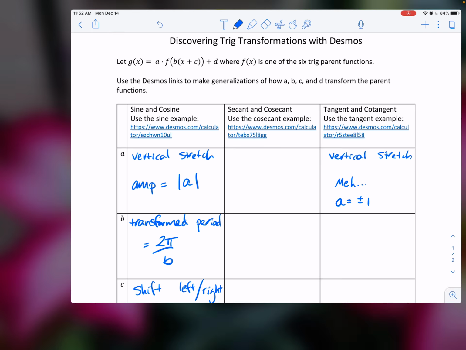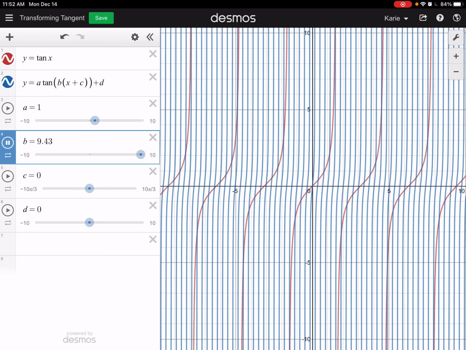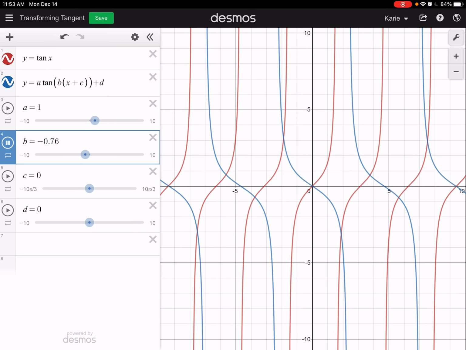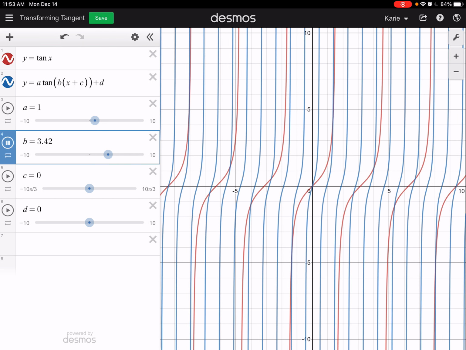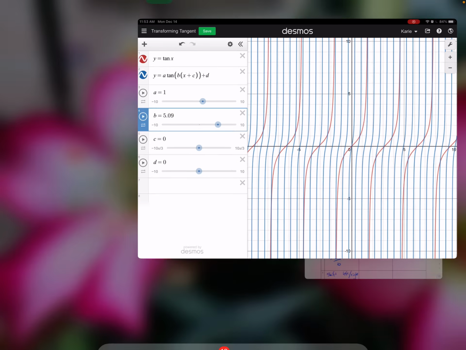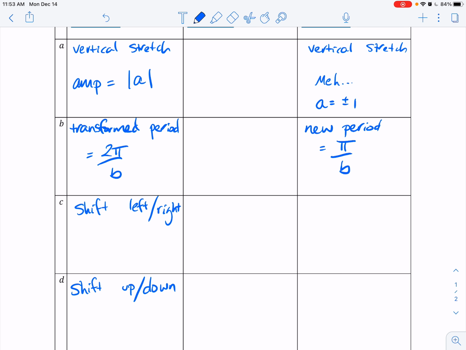Okay, let's look at B. So with B, when we hit play, whoa, holy moly. It changed the period also. What happens is that tangent and cotangent, the parent function, has a period of pi, not 2 pi. So the new period is equal to pi over b. And then this one is going to shift left and right.